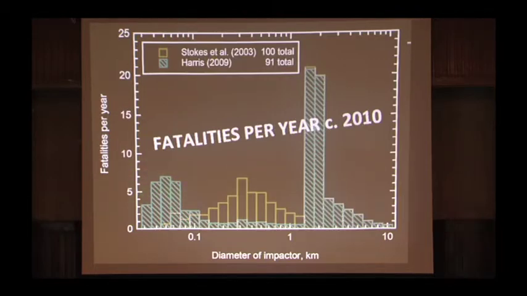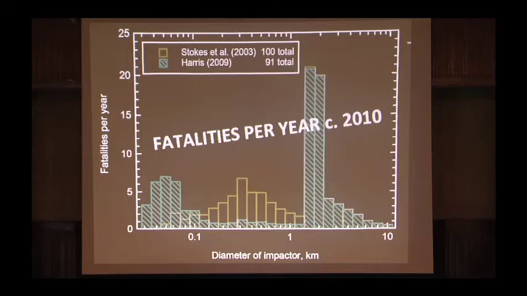Now, of course, I know you're wondering, why don't we hear about these things more often? How can it kill 10 people per year, 5 people per year? But this is averaged over 1,000 years or 1,000,000 years, okay? So, yes, maybe in the last 100 years, nobody was killed by an asteroid impact.